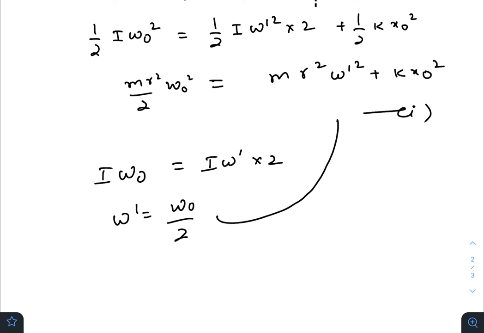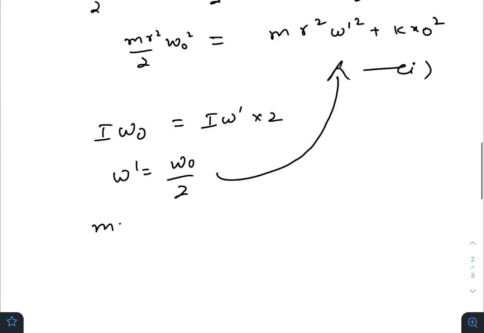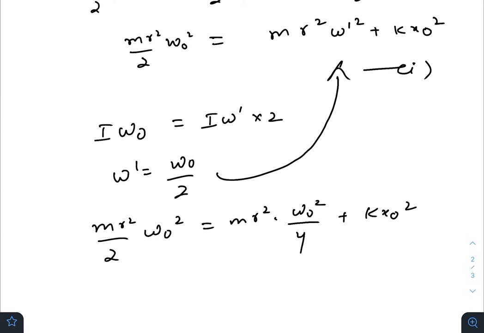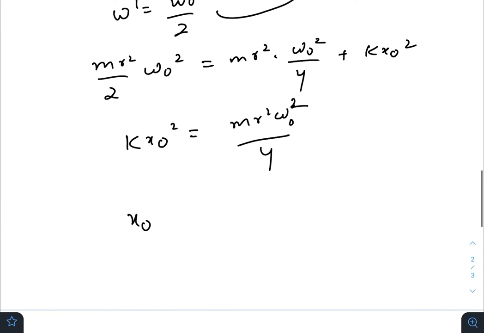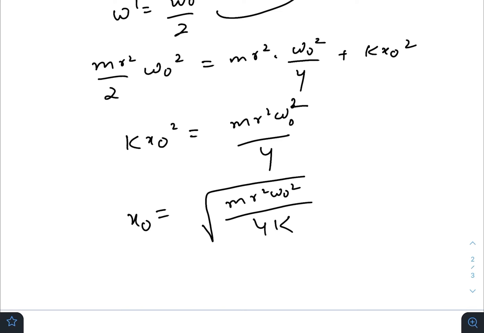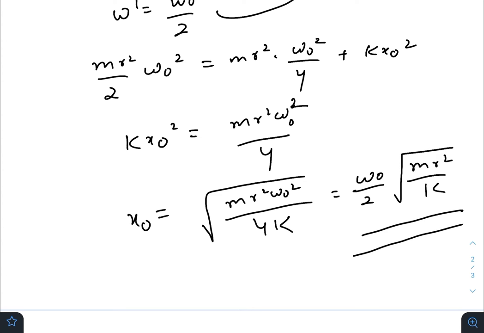Okay, so we'll just put this value in the first equation. We'll get mr square divided by 2 times omega naught square equals mr square omega naught square divided by 4 plus k x naught square. So we have k x naught square equals mr square omega naught square divided by 4, x naught equals root over mr square omega naught square by 4k. Okay, in our solution they have written something like this. So this is our maximum compression of the spring.